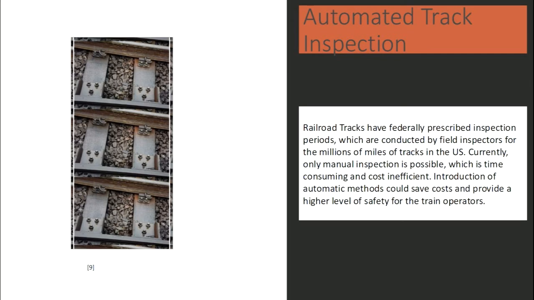Currently, only manual inspection is possible, which is time-consuming and cost-inefficient, and also there are certain areas where it's unsafe for people to go. It's slow, and the inspectors can't be everywhere at once, so issues can crop up rather quickly. Introduction of automated methods could save costs and provide a higher level of safety for the train operators. If automatic systems are connected to the trains themselves, they could check tracks multiple times, and computers can detect certain failures faster than people by running different analyses.